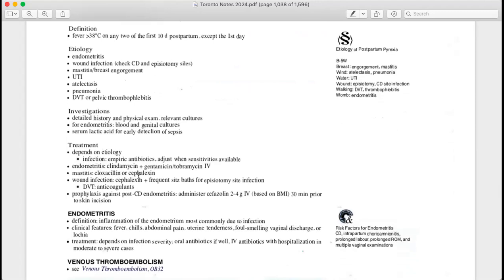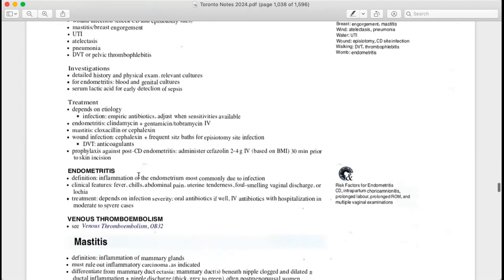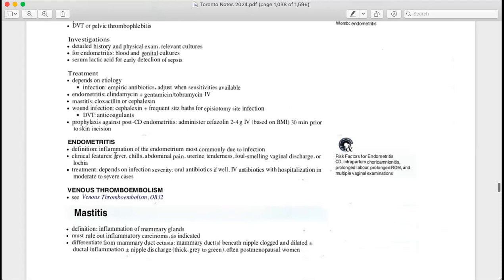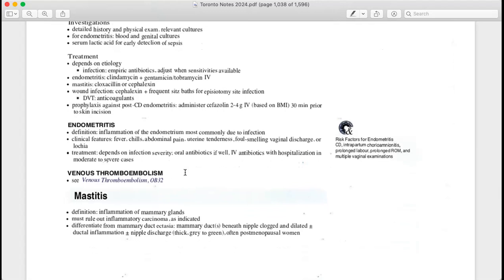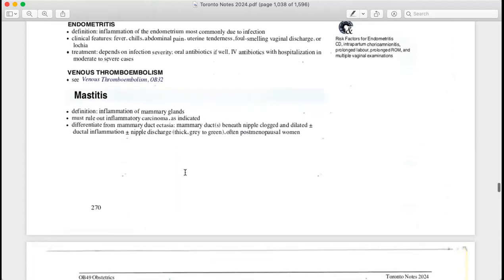They can ask you in the MCQs by giving you the scenario of mastitis and asking what antibiotics you are going to give. So wound infection, cephalexin, and frequent sitz baths are important. DVT, anticoagulants, and the prophylaxis against post-cesarean delivery endometritis. Endometritis is inflammation of the endometrium. So treatment is going to be oral antibiotics. And if it's very severe, then you are going to hospitalize and give IV antibiotics.